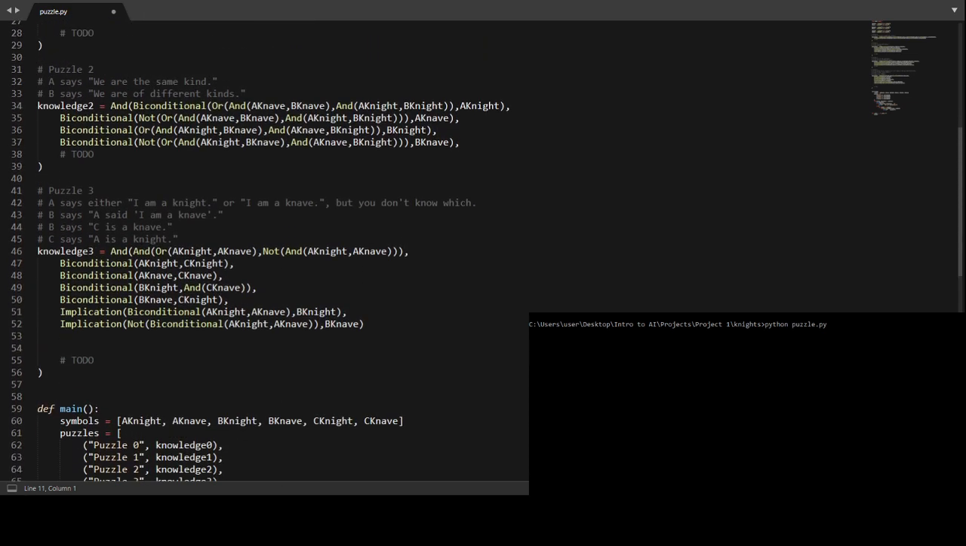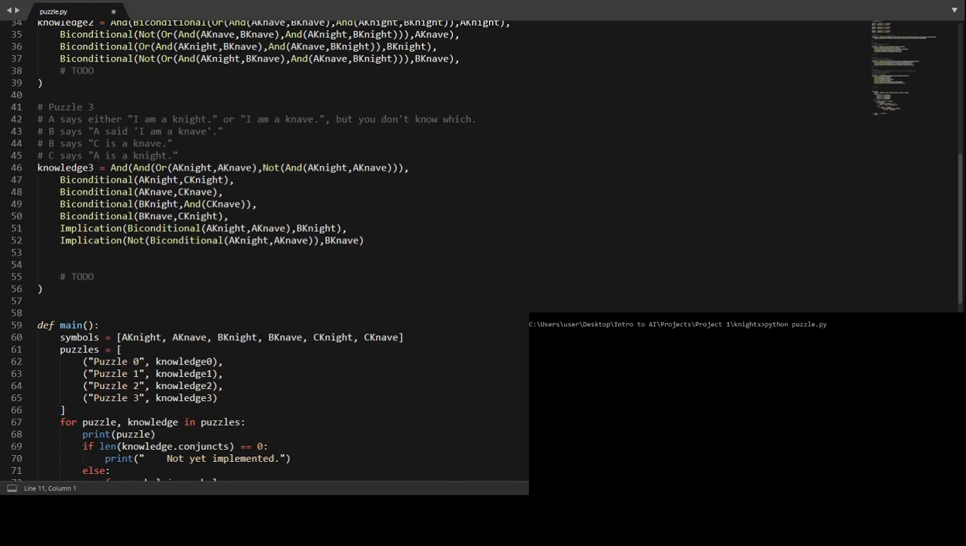For the second puzzle, first A says, "We are of the same kind," then B says, "We are of different kinds." In a logical way, if A says that we are of the same kind, then they certainly should be knights, because if A is true, then A is a knight. So if A and B are knights, then B said they are of different kinds, which makes B a knave, which then turns out what A said is false. So this actually becomes A is a knave and B is a knight.